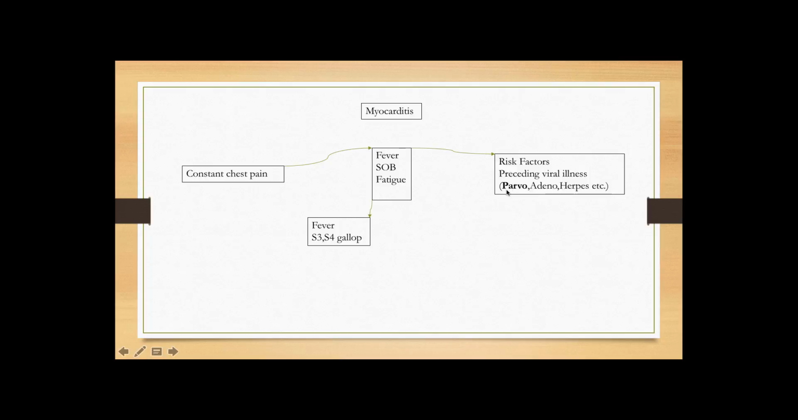Then physical exam findings will be fever, so they may have S3 and S4 gallop. They may also develop complications. So again, very similar complications. They get heart failure, of course, because the myocardium is not working. They get hypotension and cardiogenic shock. They can also develop pericarditis and dilated cardiomyopathy.